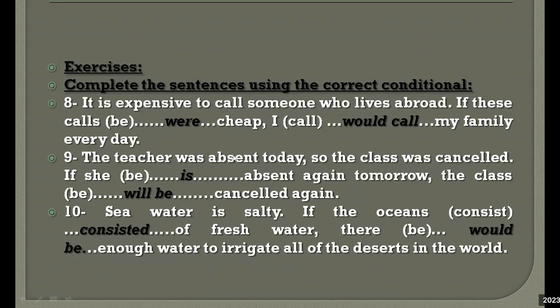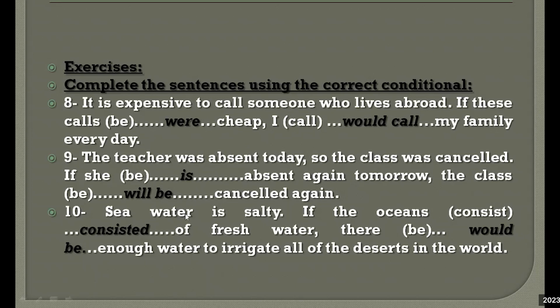Number 9, the teacher was absent today, so the class was canceled. Now, what might happen tomorrow? That's the first conditional. There's a chance that she might be absent again tomorrow. So we use the first conditional. If she's absent again tomorrow, the class will be canceled again.